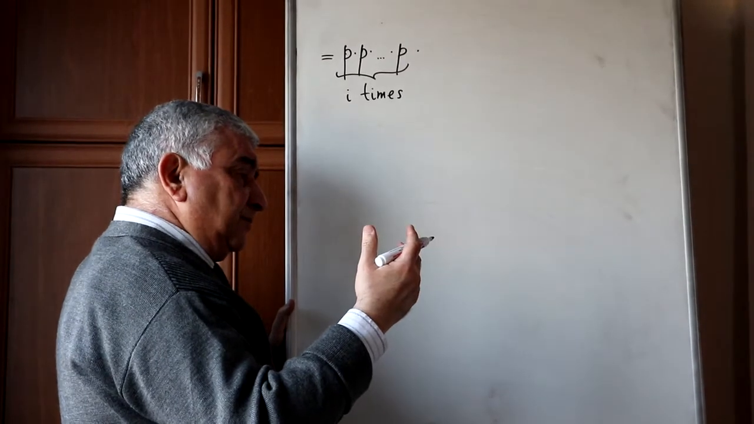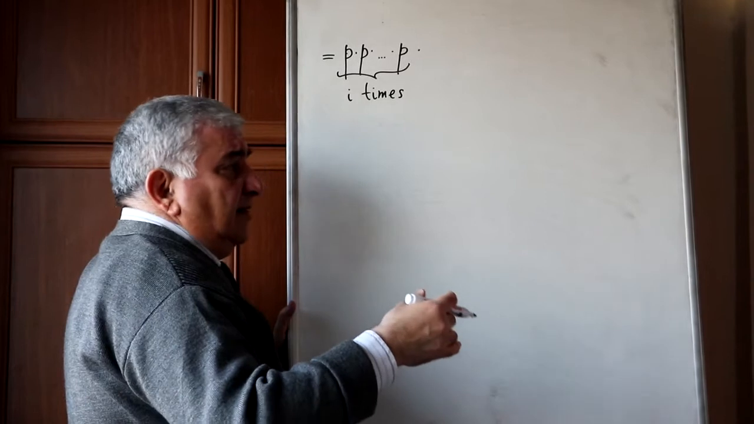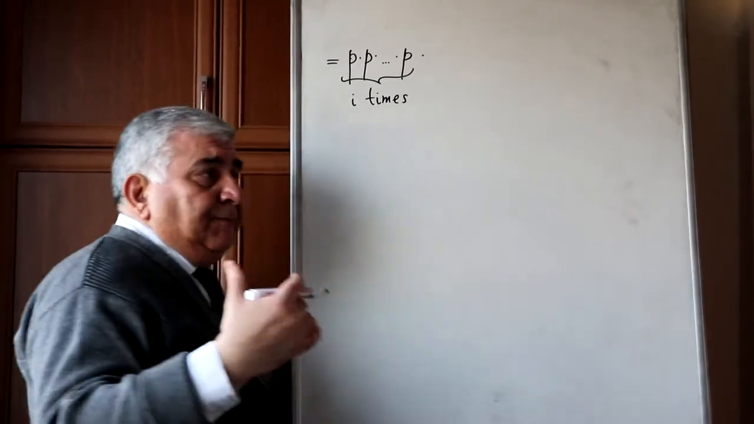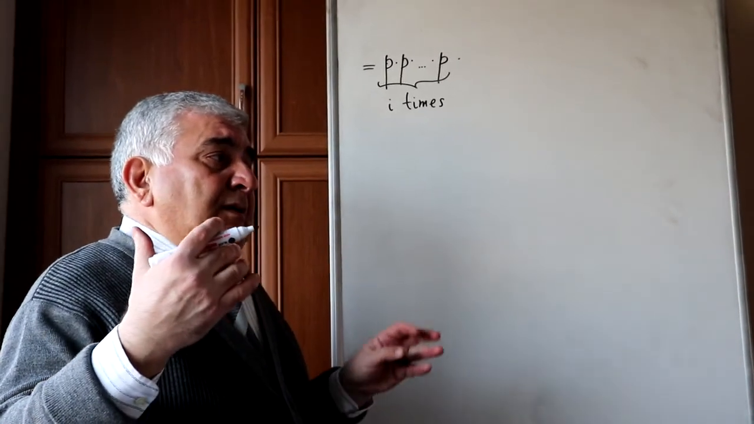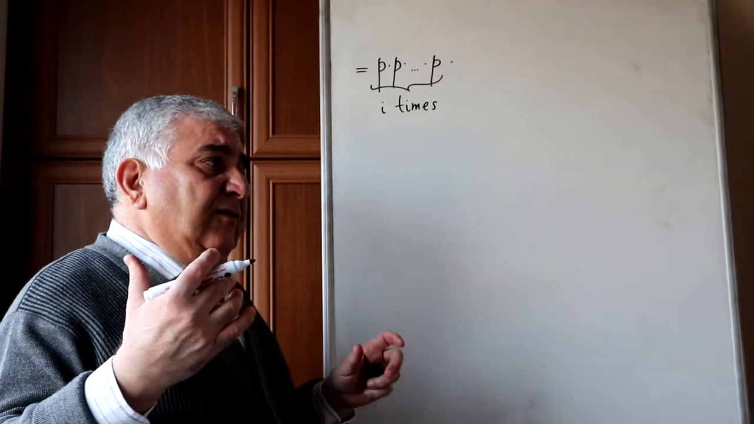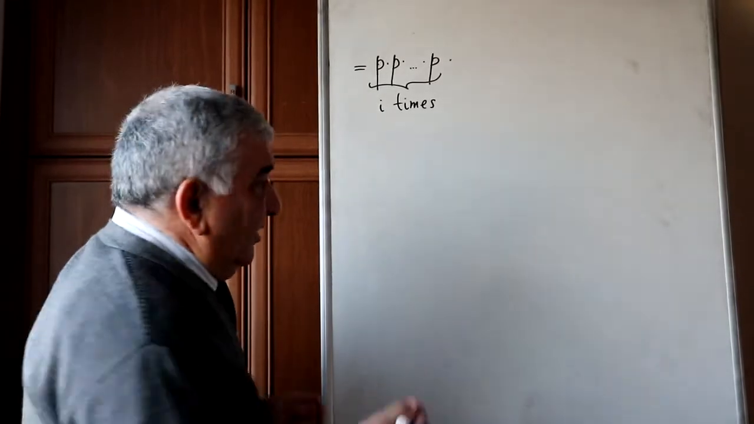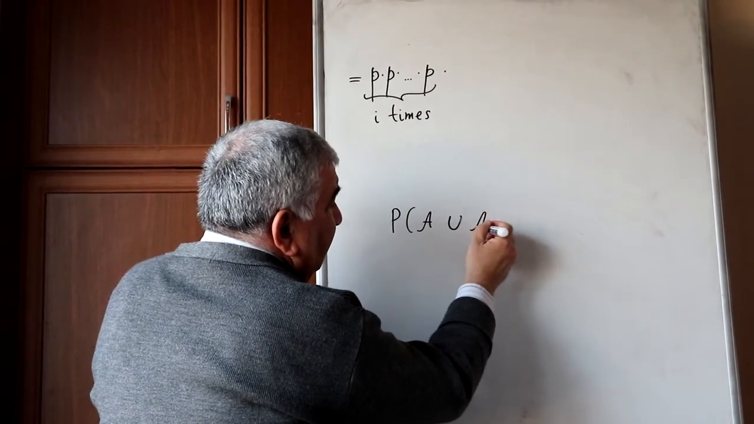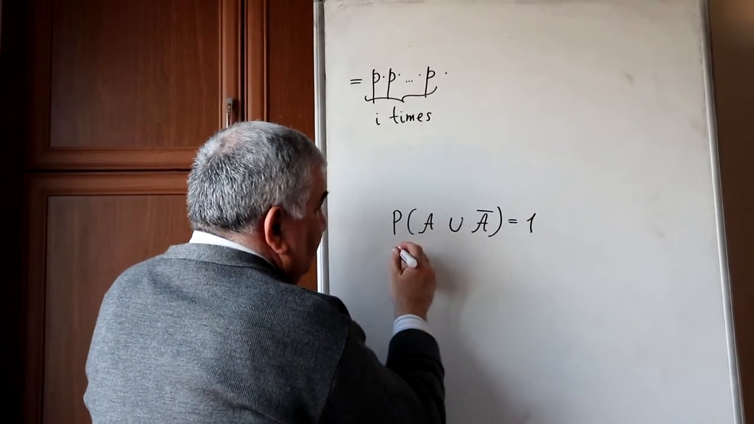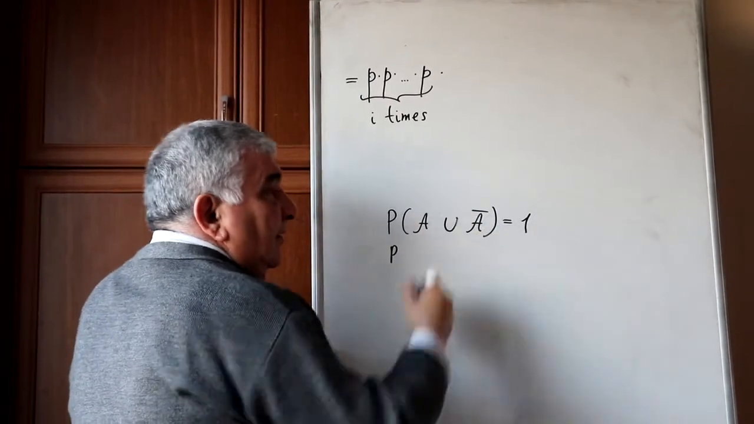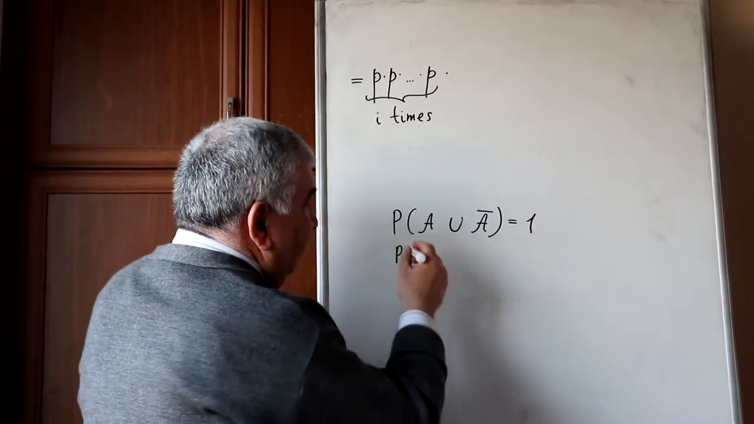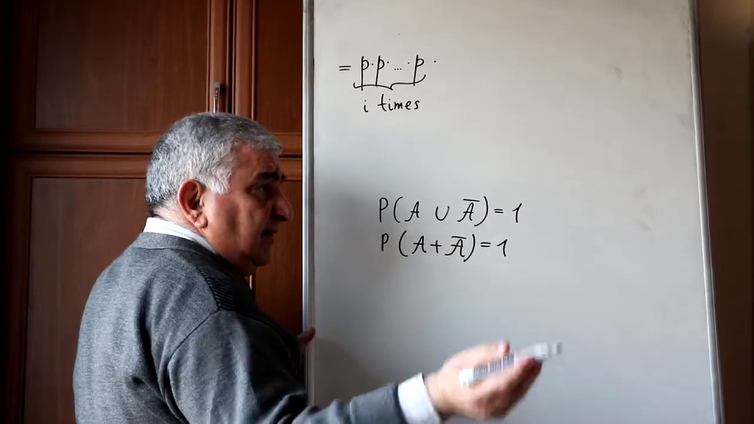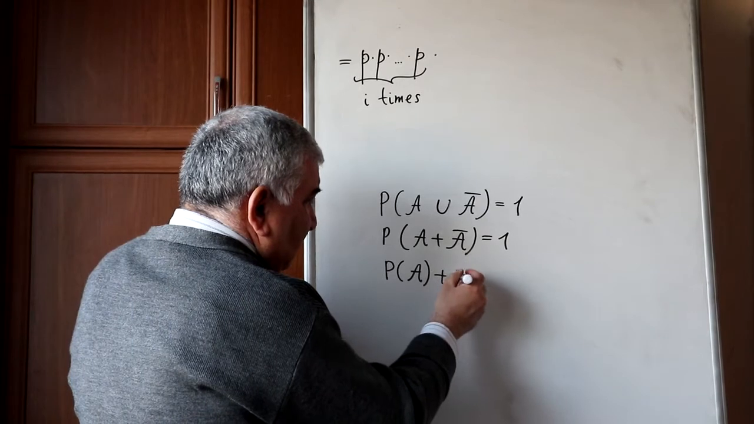You know that the given event and the opposite event form the complete group of incompatible events, and we know that the probability of the sum of incompatible events forming the complete group is unit. Therefore, P of A union A with the line is 1, and we can change the union symbol by the sum symbol, addition symbol. A plus A with line is unit, and according to the addition theorem, we have P of A plus P of A with the line is unit.